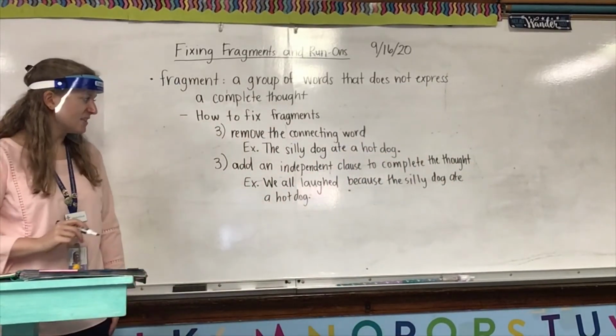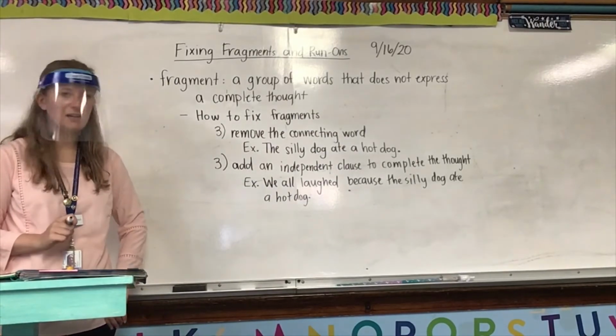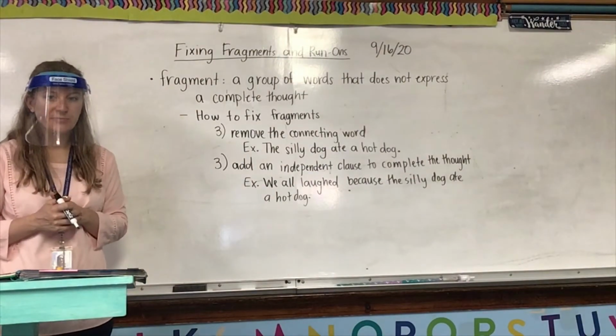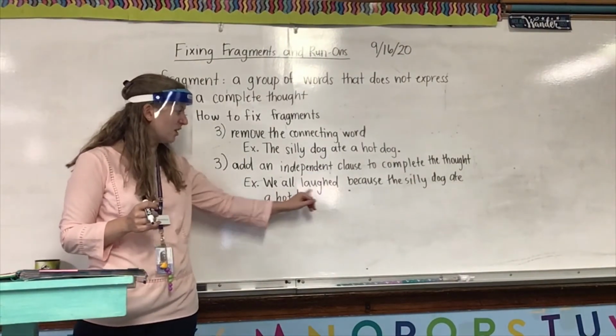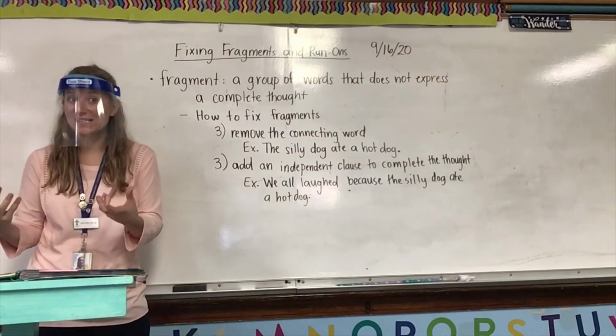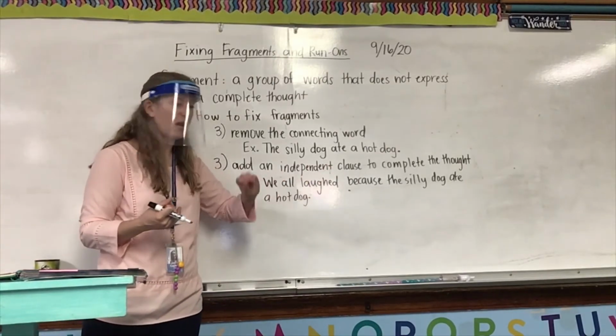So we fixed that fragment, because the silly dog ate a hot dog, by adding an independent clause to complete the thought. We added the independent clause, we all laughed. So now we have the complete complex sentence: We all laughed because the silly dog ate a hot dog.